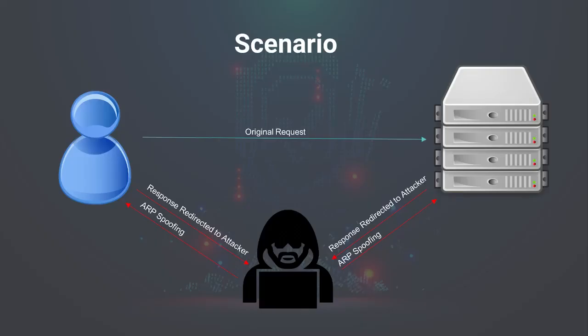Just to reiterate the scenario, we have an attacker, a user, and a server. Initially, the user might send a request to the server, and the attacker is trying to spoof the hardware address in both cases, such that the victim and the router or gateway believe that they need to communicate through the attacker only. In such a scenario, a typical man-in-the-middle attack can happen.